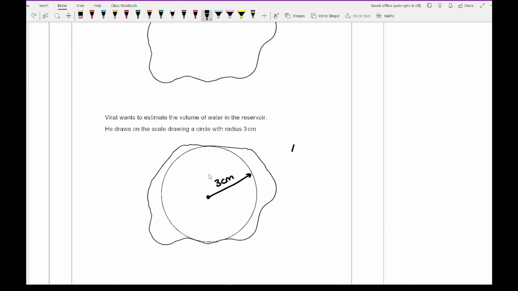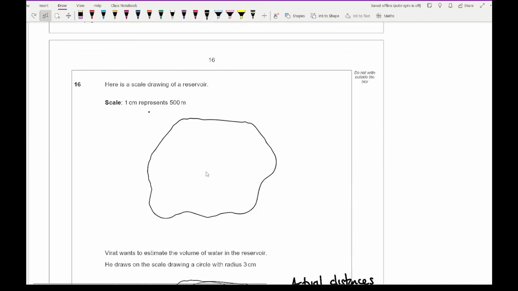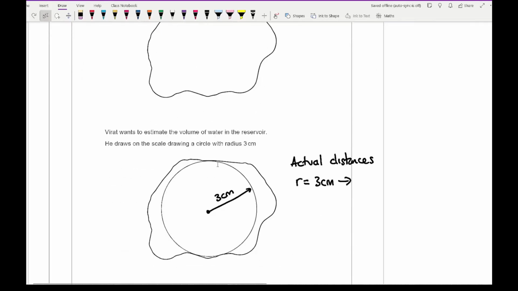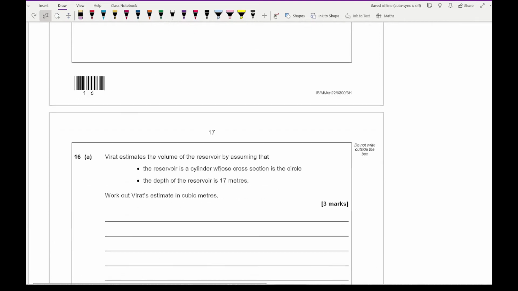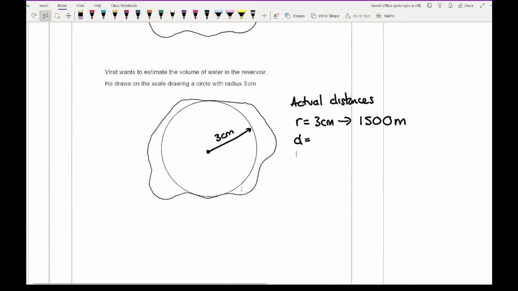Now, in terms of the actual distances, we know that if the radius is 3 centimeters, using the scale mentioned here, that 1 centimeter equals 500 meters. So that's going to be 1500 meters. And the depth, it says, is 17 meters. That's already been converted for me.